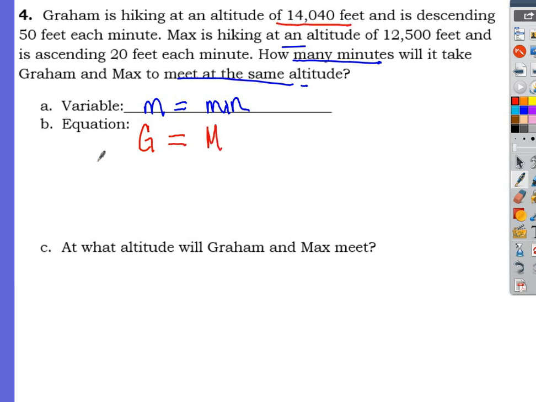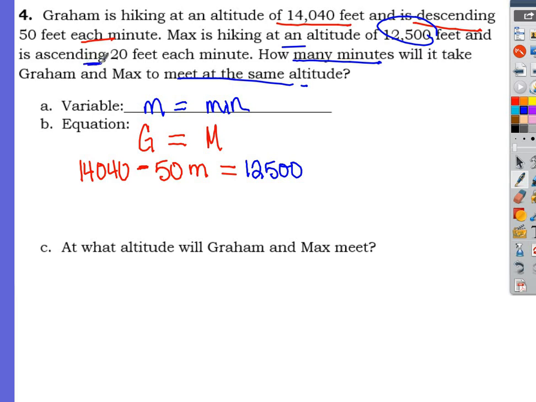So when I look at Graham, he is starting at 14,040. He is descending. Remember, descending means going down 50 feet each minute. Okay, and then I have Max, who is starting at 12,500, and he is ascending, so that means he's going up 20 feet each minute. Okay, and so as I'm going through this, I'm going to go ahead and just get my variables together. So I'm going to add 50m to both sides. Remember, you could technically move the 20, right? We will end up with the same answer.